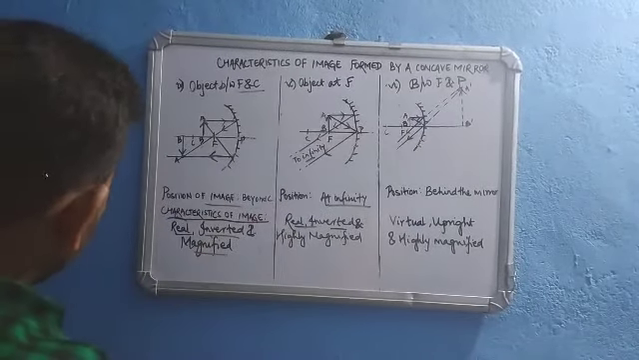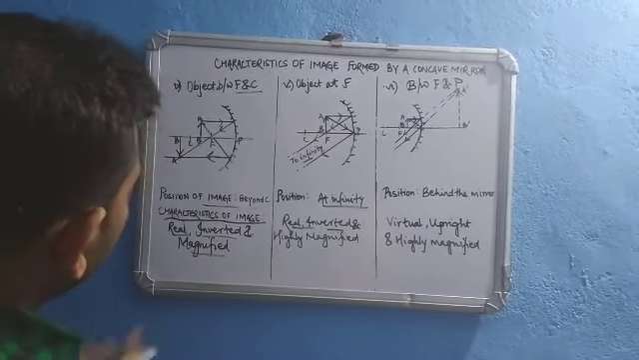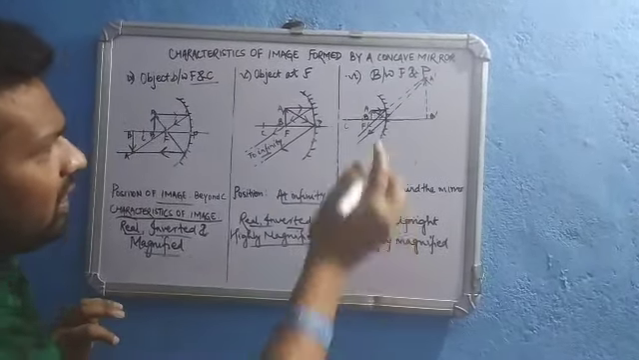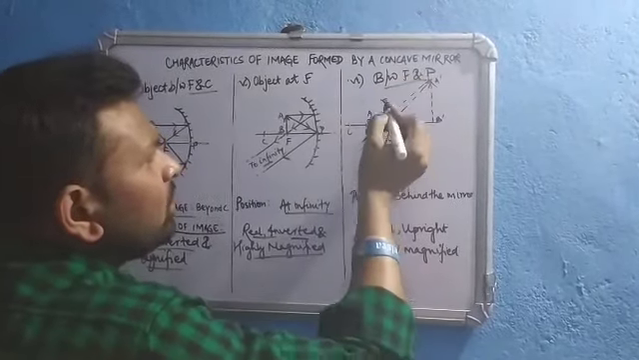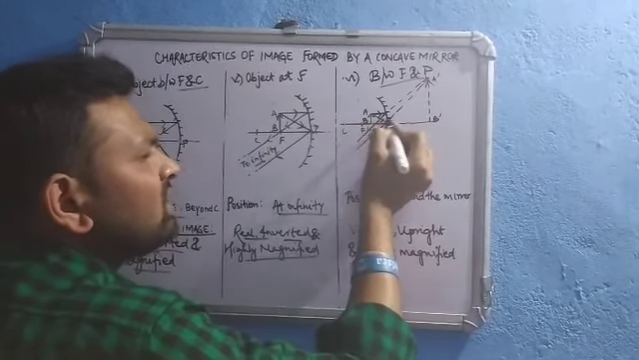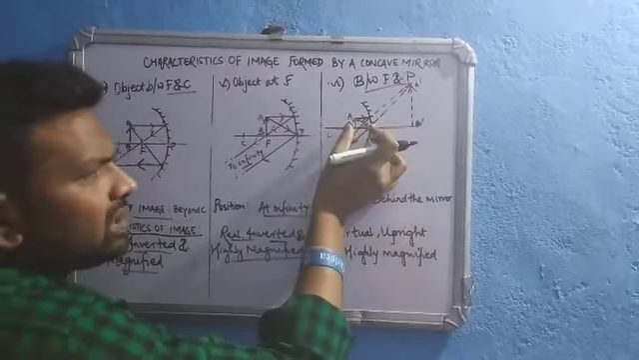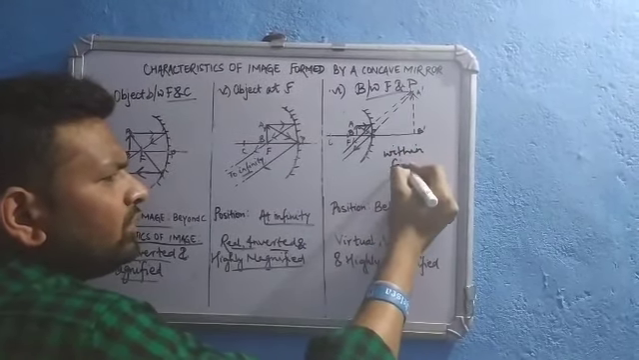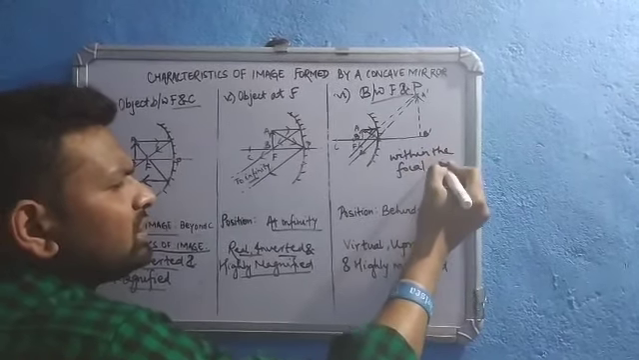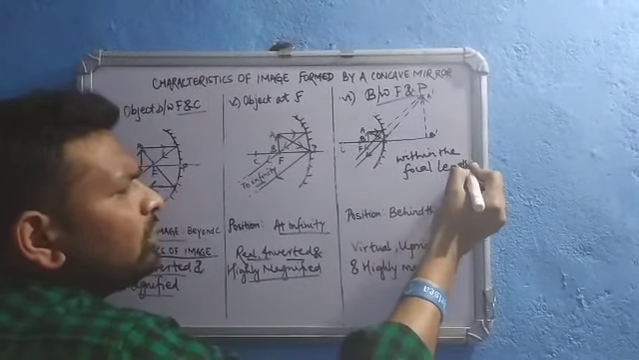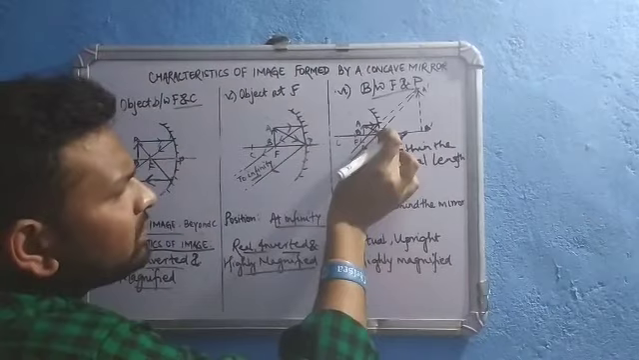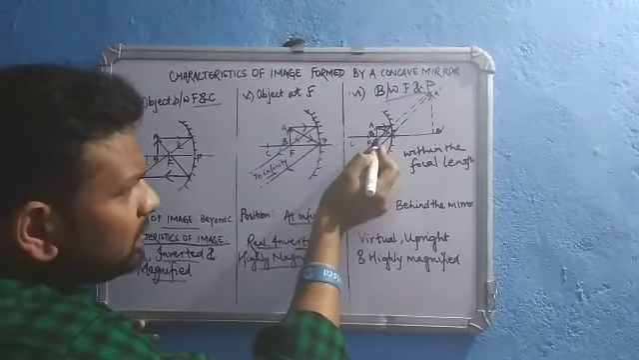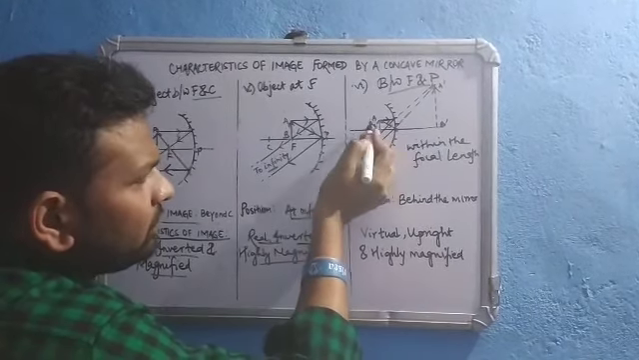See, with passage of time, it will meet somewhere here, suppose. So it will be highly magnified. Now a very, very special case here, when the object is placed between the focus and the pole. That is when the object is placed within the focal length. What is focal length? Focal length is the distance between the pole and the focus. Hope you all remember this. So when the object is placed between the pole and the focus, that is within the focal length.